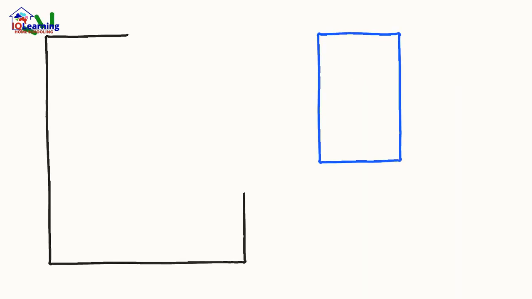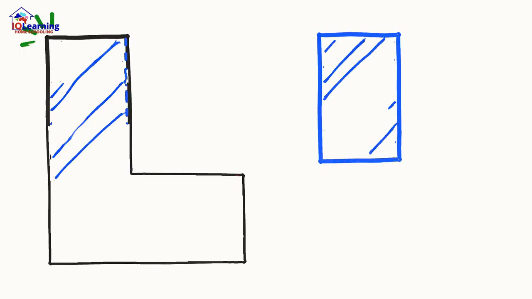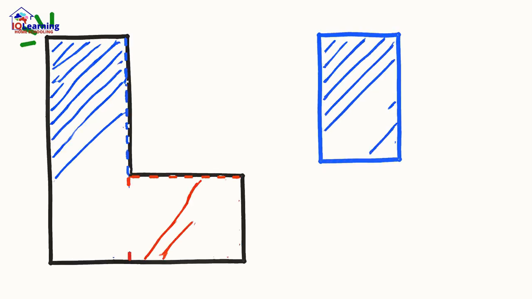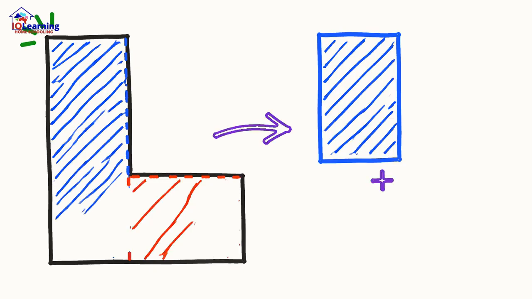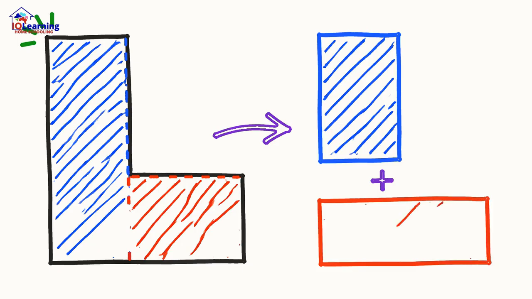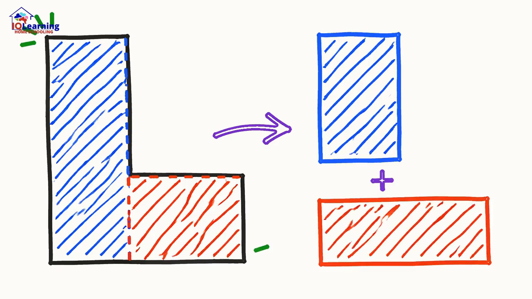Now for area, you have two powerful strategies. The first is addition or splitting. Think like a builder. You see an L-shaped room? Split it into two simple rectangles. Calculate the area of each, then add them together.